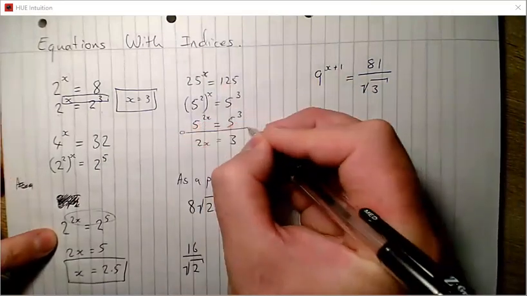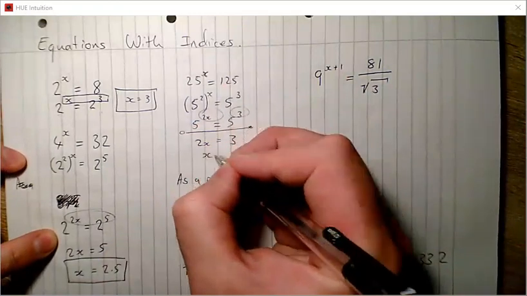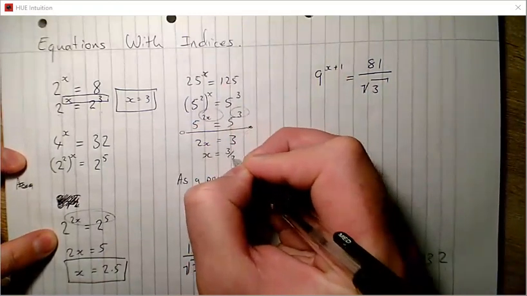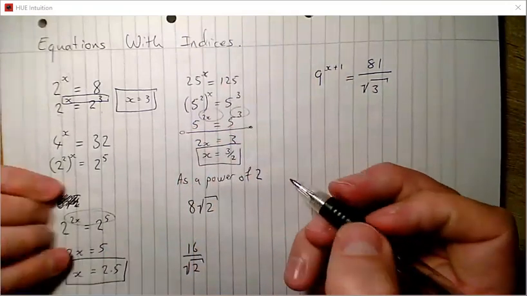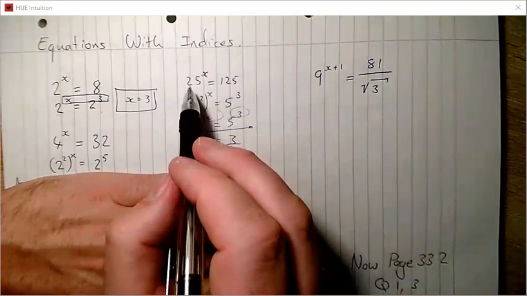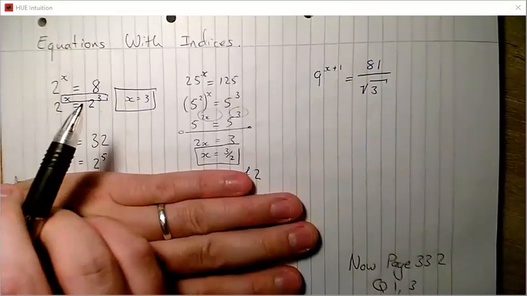You're kind of starting nearly a new equation here. You're saying these two things are the same. 2x is 3, x equals 3 over 2, or 1.5. Again, go to your calculator and try that. 25 to the power of 1.5. You should get 125 as an answer.